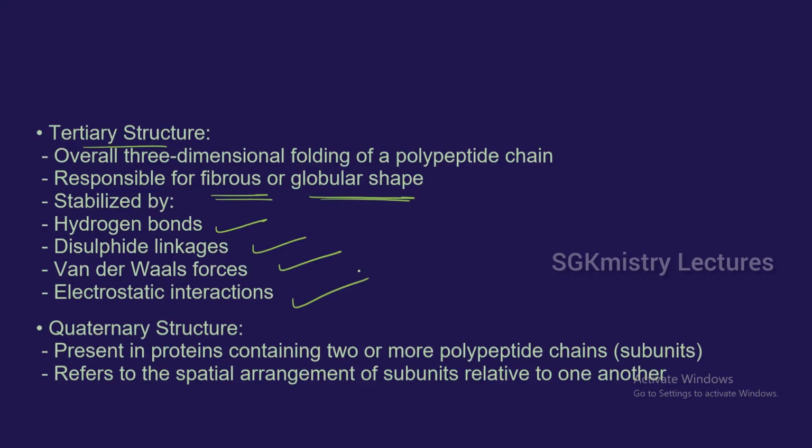Next, coming on to the quaternary structure, it is present in proteins containing 2 or more polypeptide chains. In such cases, these polypeptide chains are called subunits. And this spatial arrangement of the subunits with respect to each other forms the quaternary structure of proteins.